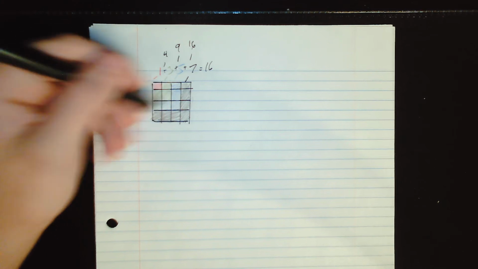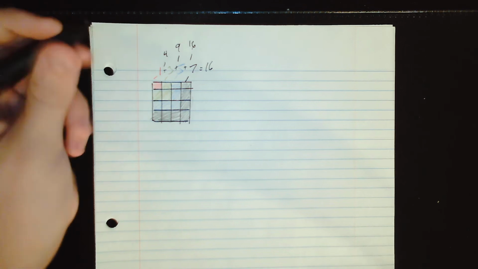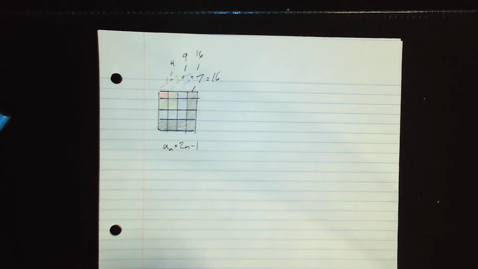But we can also use this to help us. Now notice each time it increases by an odd number, and if we add all the numbers up to that point, it is always a perfect square. 4 boxes, 9 boxes, and 16 boxes. Now for any number in this sequence, a_n, we could use 2n minus 1. That's how you get an odd number. So, yeah, just going to point that out before we start.